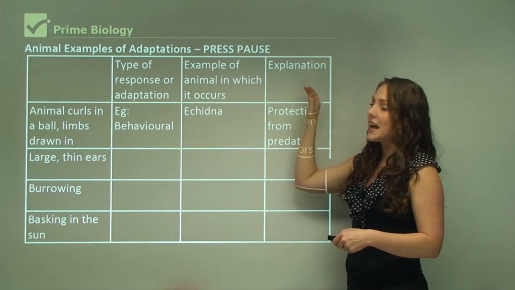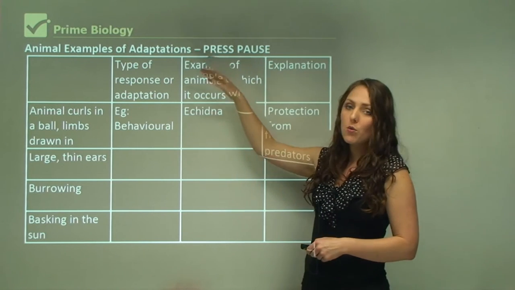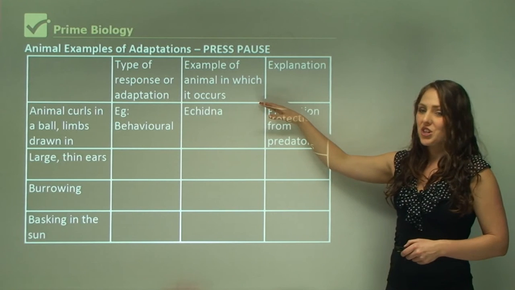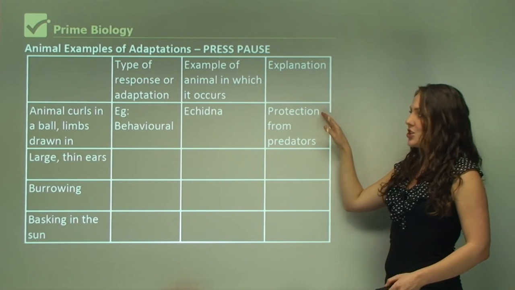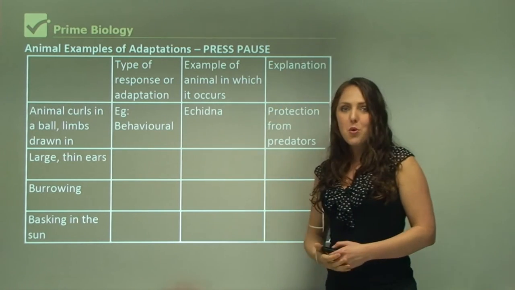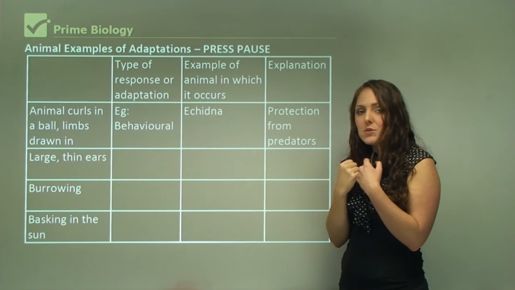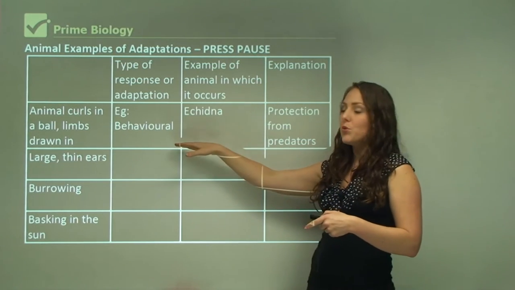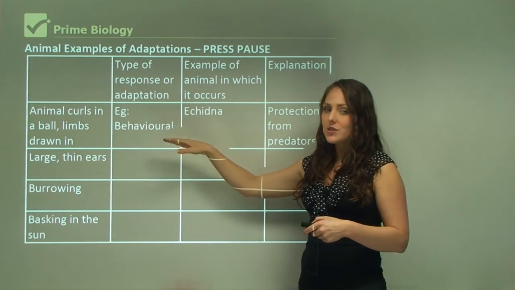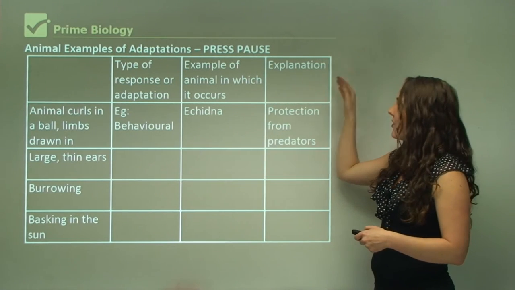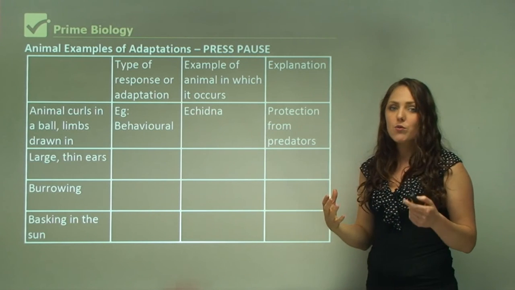They're different types of adaptations. And on the top of the table, we have a type of response or adaptation, an example of an animal in which it occurs, and then an explanation. So here we go. We've got animal curls up in a ball and draws in its limbs. Now you can use different examples for this, but I've got an example, and it's a behavioral response. The animal that it occurs in is an echidna. And the explanation is that it protects itself from predators.